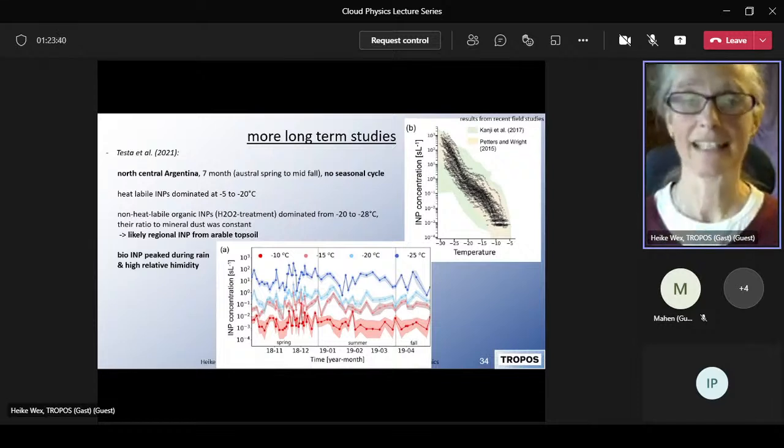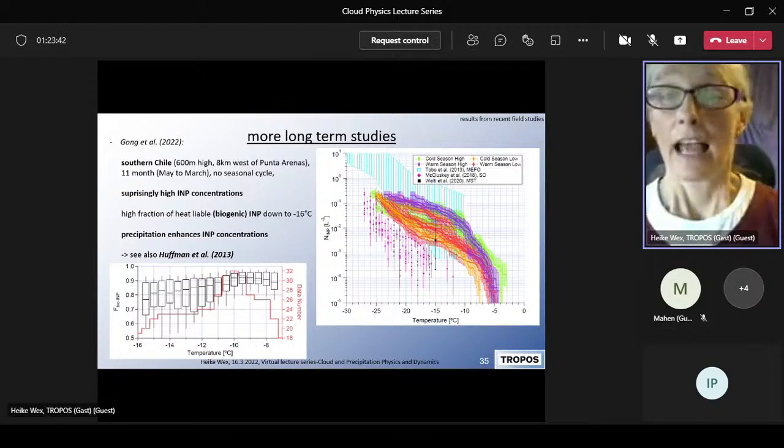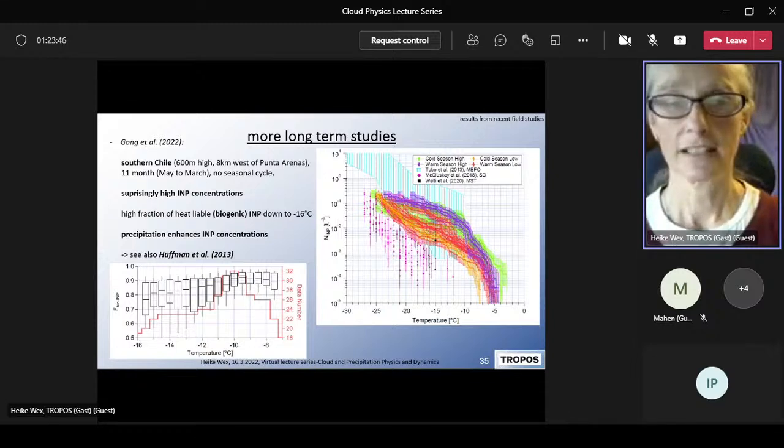And then one last study, Gong et al. That's now a study that we did that was just published on ACPD a few days ago. That is from southern Chile, where we measured for 11 months, 8 kilometers west of Punta Arenas on an 800-meter high mountain. And here, a bit like in Argentina, we found surprisingly high INP concentrations.